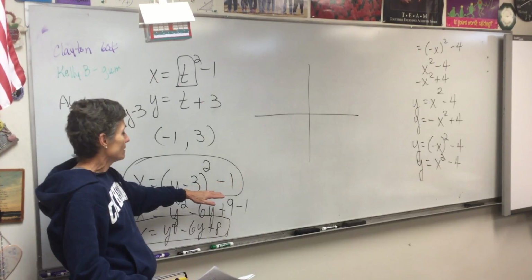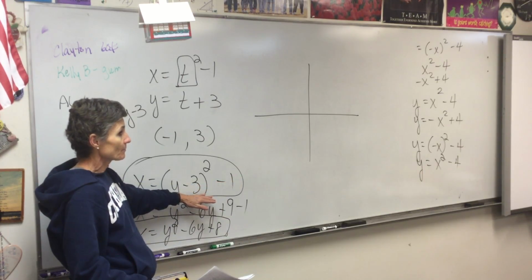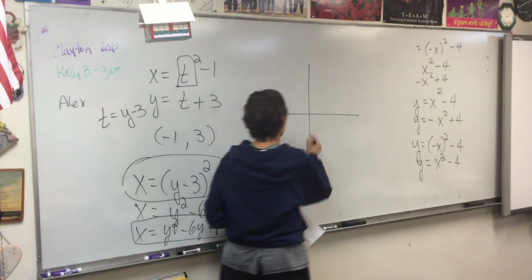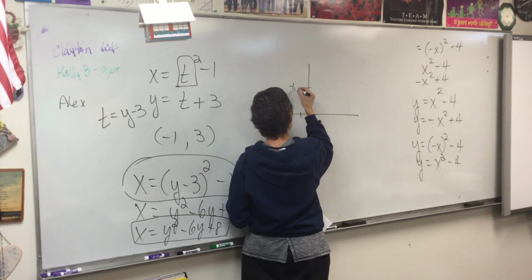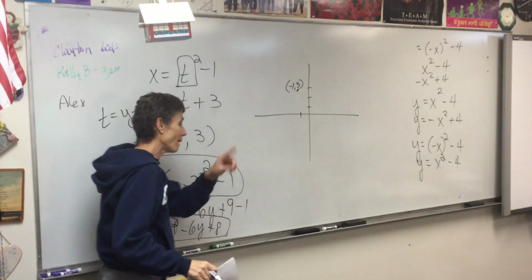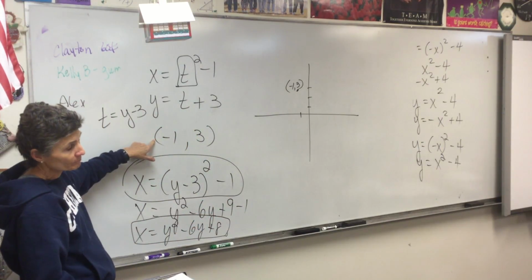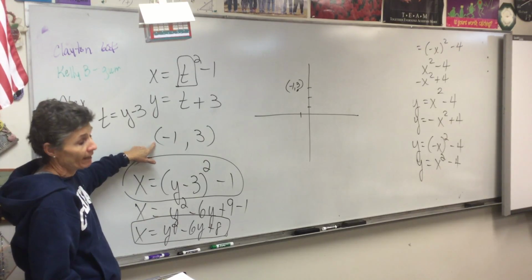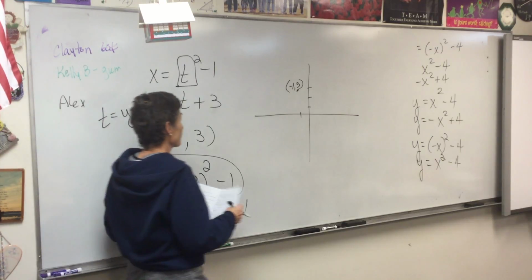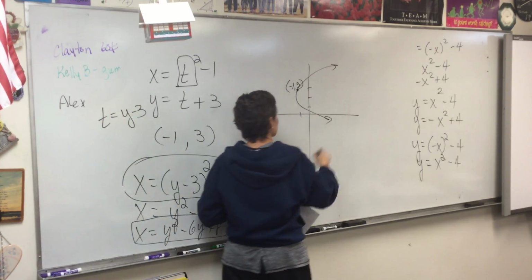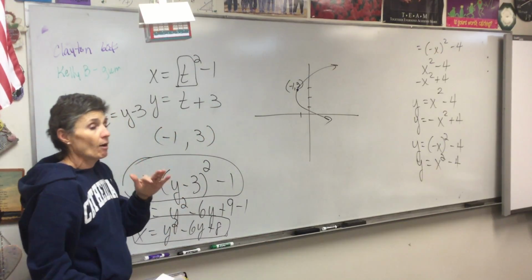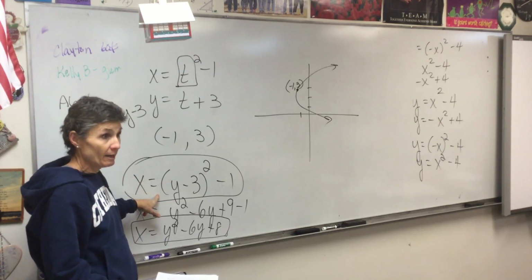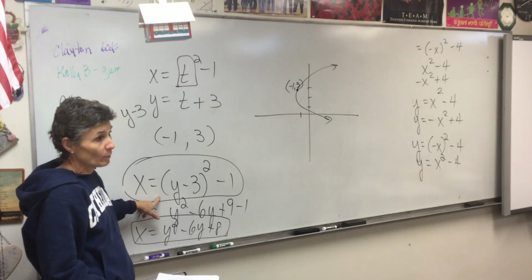Now be careful. This guy's been shifted up 3 and left 1. So left 1 and up 3 is where it's been shifted. Which, oh by the way, just happens to be the point we got when we let t be 0. Now, this is a parabola. Here's its vertex. It opens to the right. Sketch complete.